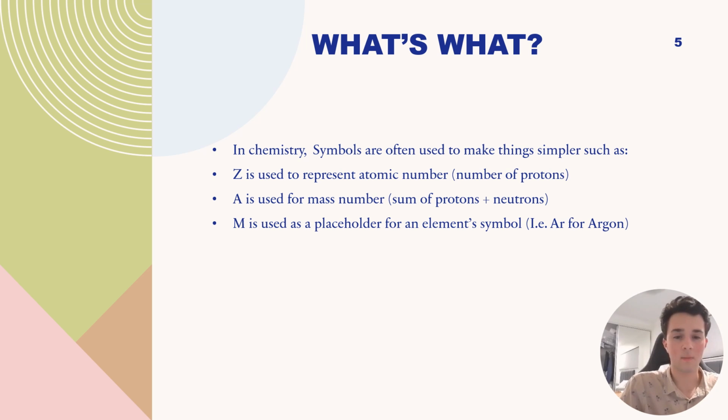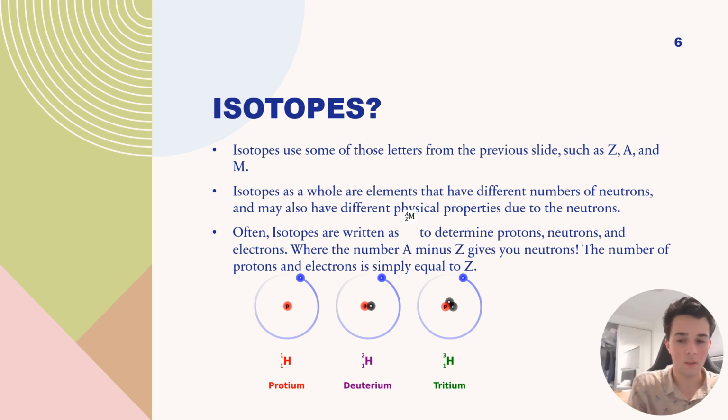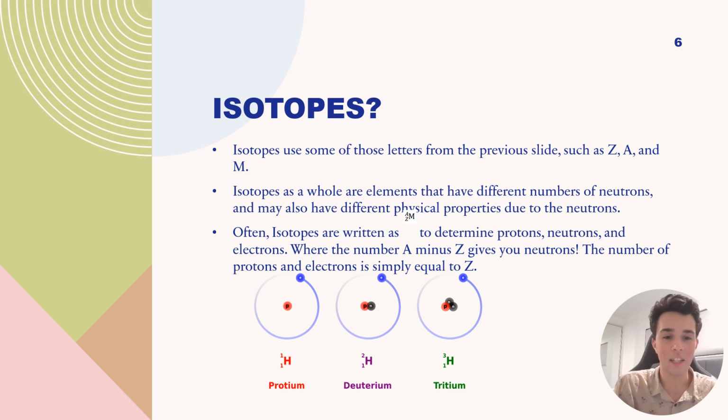M will be used as a placeholder for an element symbol, which will normally be written in shorthand. So you would have seen K for potassium, and I've got Ar for argon here, Ne for neon, and so forth. Isotopes use some of these letters from the previous slides, such as Z, A, and M, and they're written in this notation here, which I'll get to in a minute.